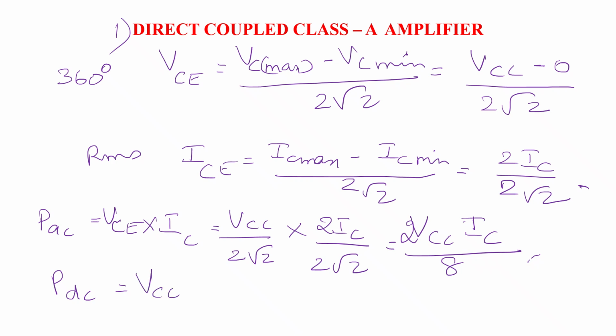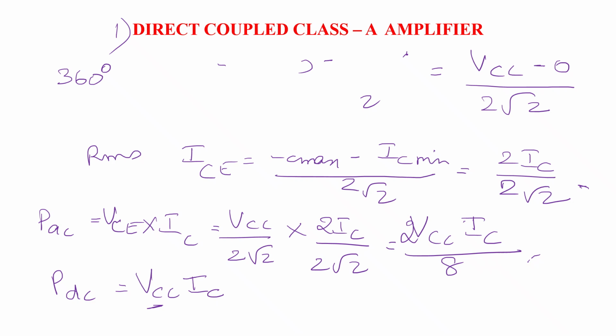The next one we'll try to calculate is the DC input power. DC input power is VCC into IC. VCC is the DC biasing that we have given. And now we'll try to calculate the efficiency.